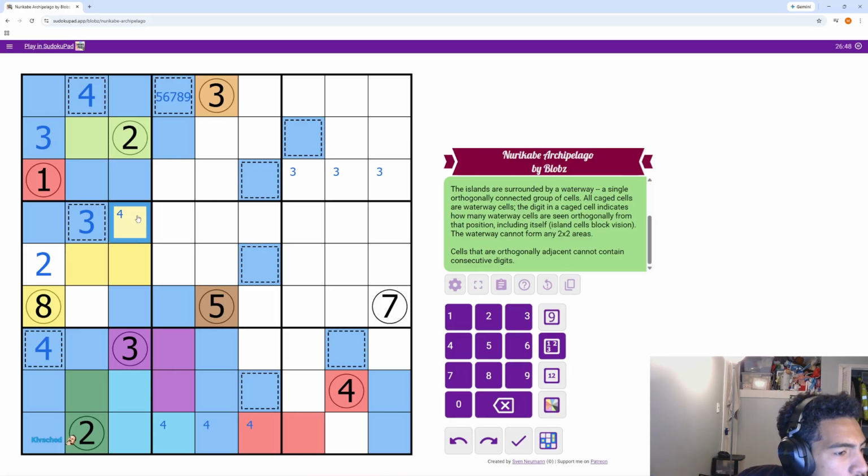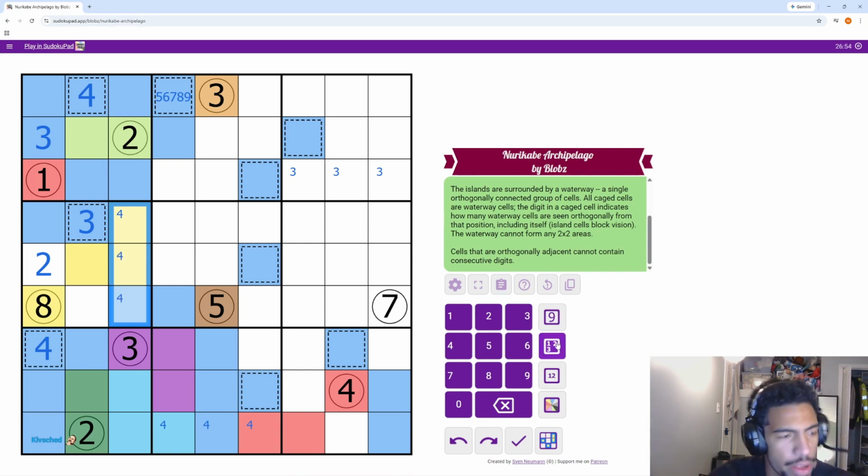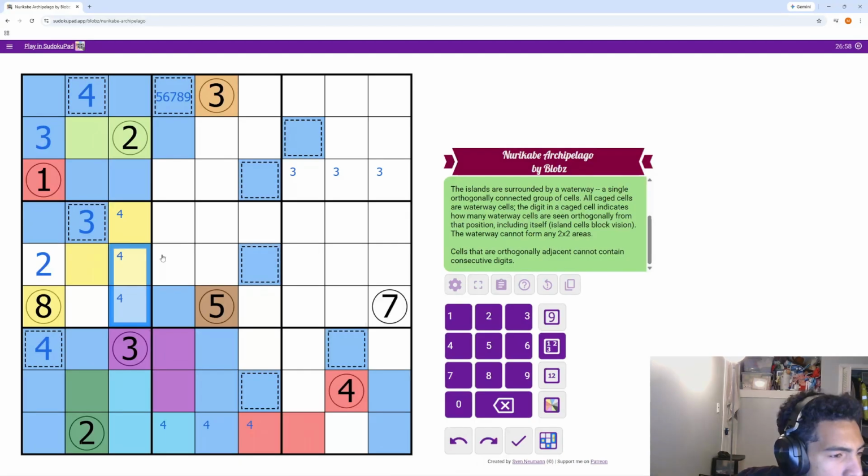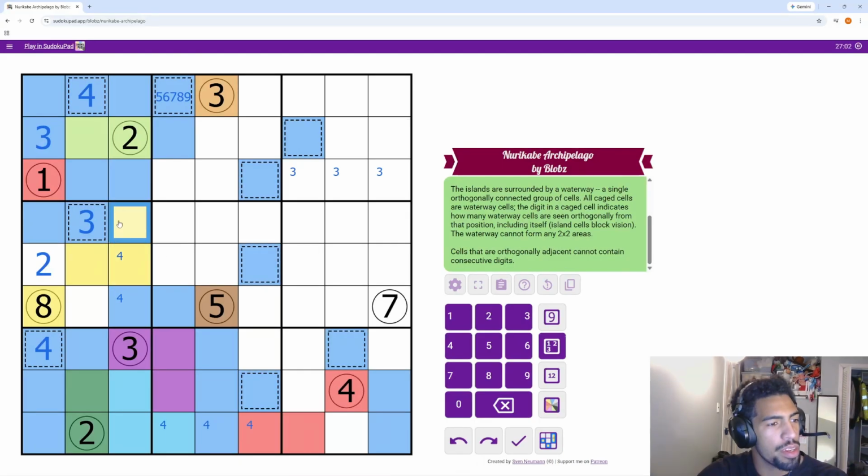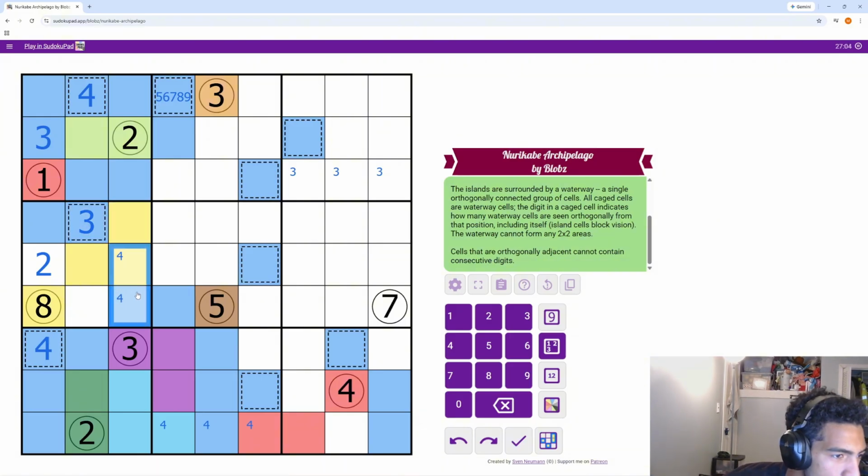Let's see. This digit... Wait, what? Oh, didn't I have 4 here? I don't know how I got rid of 4 there. Oh, when I was deleting colors, probably. This can't be a 4 because it's next to a 3. So the 4 is in one of those 2 spots. Okay.